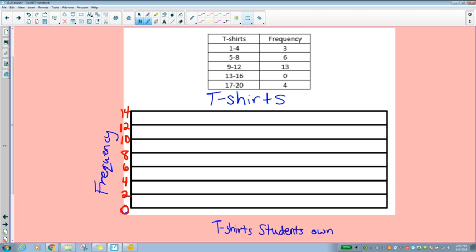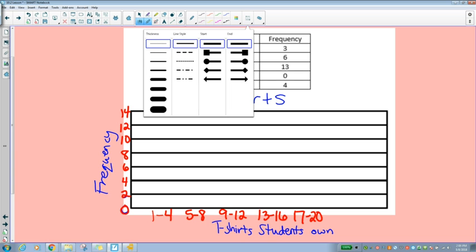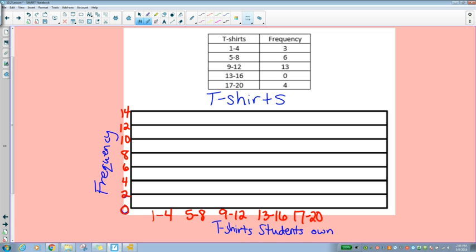I'm going to start on the left side. I'm going to list 1 to 4, 5 to 8, 9 to 12, 13 to 16, and 17 to 20. And it's going to be important that you keep those as evenly spaced as possible, because the more evenly spaced they are, the easier it's going to be when you actually go to make the histogram.